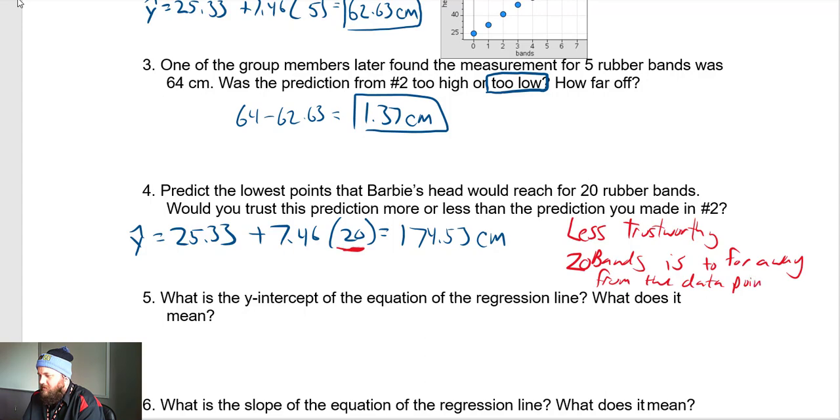Too far away from the data points. Okay? So with this y-intercept, let's see what we got here.